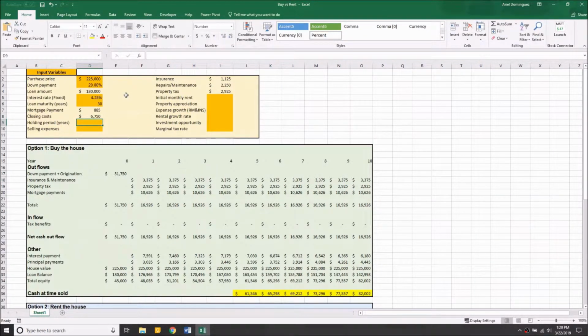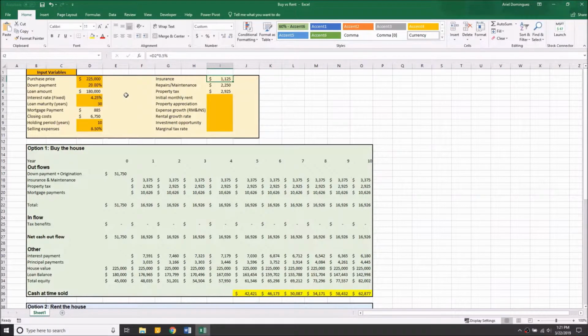The holding period, now this cell doesn't really do anything, but you can write how long you plan to hold the house for. Let's say if you buy the house, we are planning on holding the property for 10 years. Now, selling expenses. When you look to sell your property, you're going to have to pay commissions, fees, and all sorts of different charges, and that's typically around 6 to 10% of the sales price. And we'll go ahead and use 8.5% for the selling expenses.